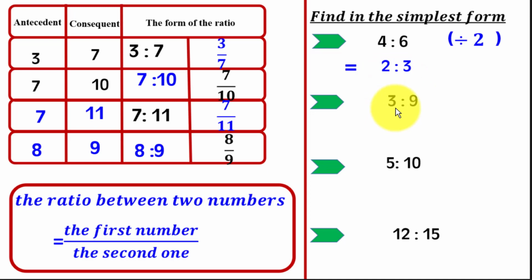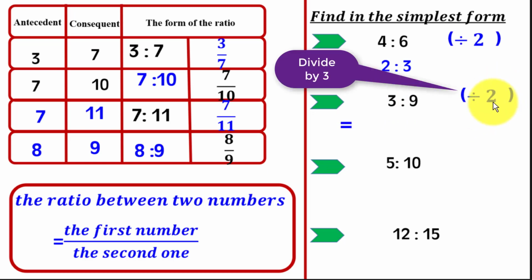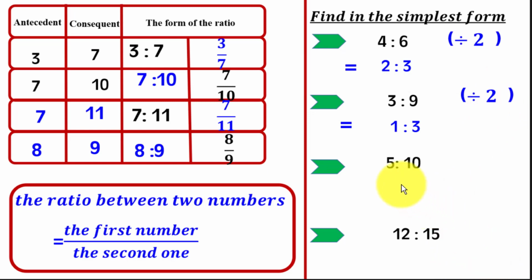Second, we have here 3 and 9. 3 and 9 are divisible by what? Yes, divisible by 3. We can divide by 3 here. This is 3, it will be 1, 2, 3. Second, 5 to 10. The common factor here is what? Is 5. So 5 divided by 5 will be 1.